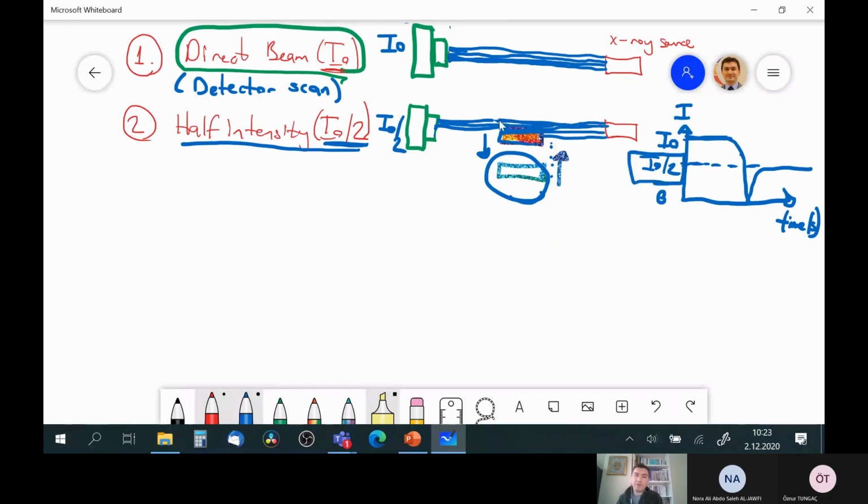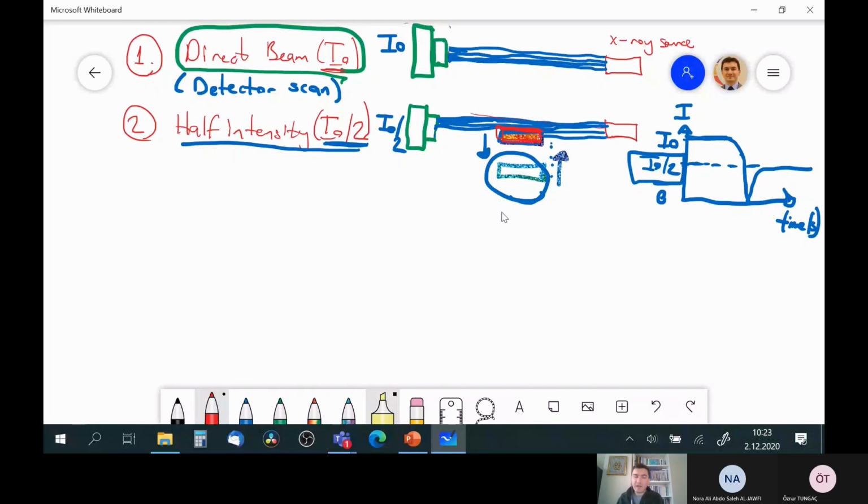So what about the beam and sample surface? Actually, they must be exactly parallel to each other. So let me show you the surface of the sample here. This is the sample, let's consider, okay? The surface of the sample must be exactly parallel to the beam, okay?